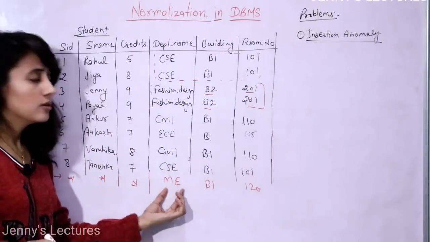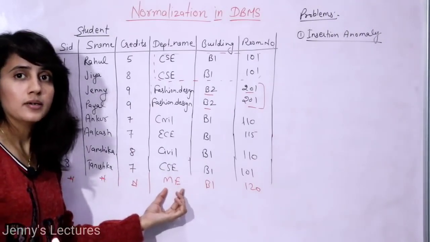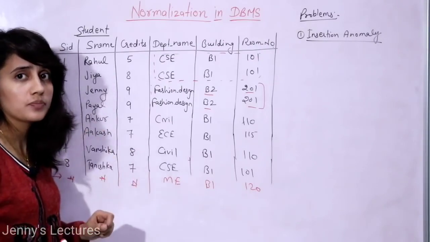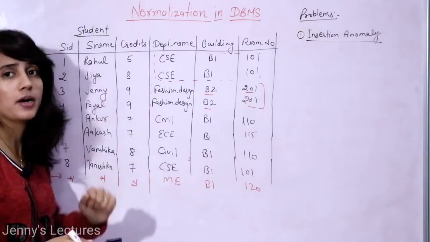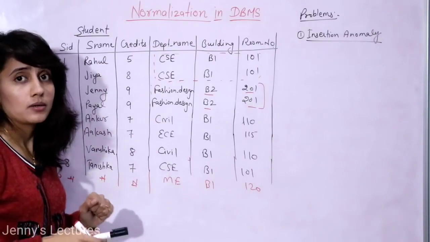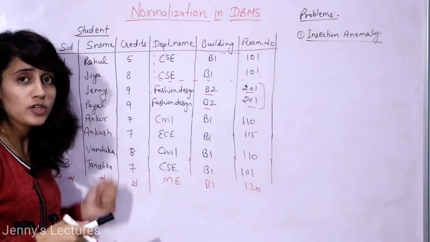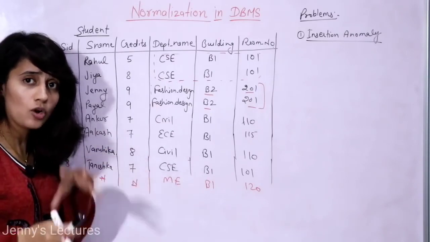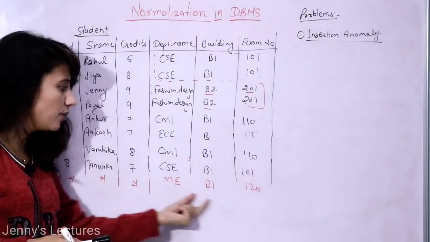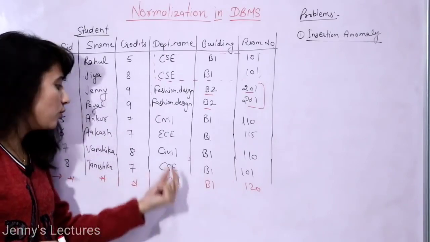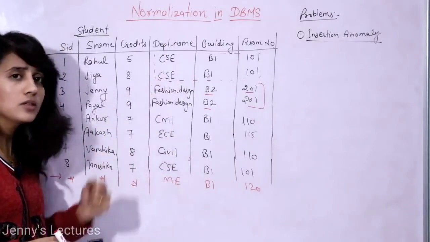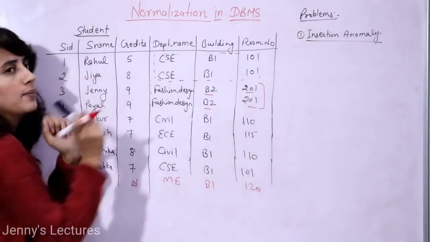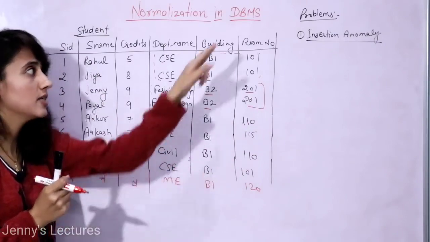That would be a problematic situation. We cannot insert information of a department until we have at least one student enrolled in that department. Maybe students are not yet enrolled in that department, but we have department information, and we are not able to insert that information in this table. Why so? Because we are taking all the information in one table only. Fine, that is insertion anomaly.